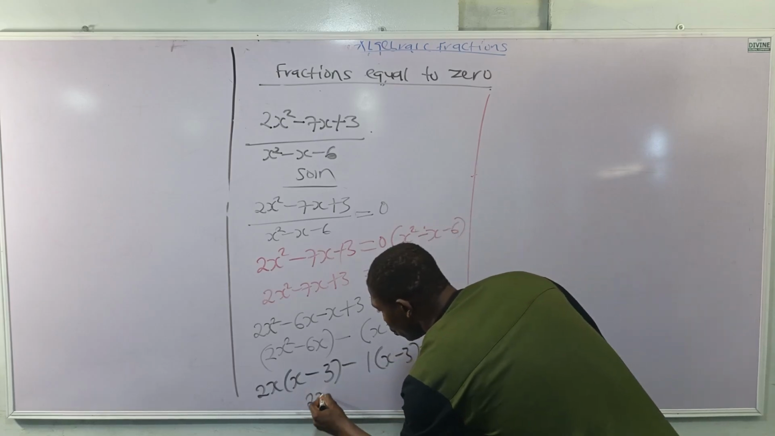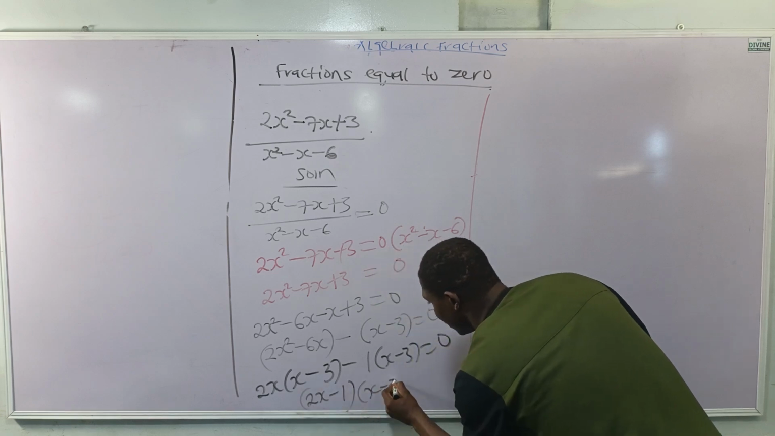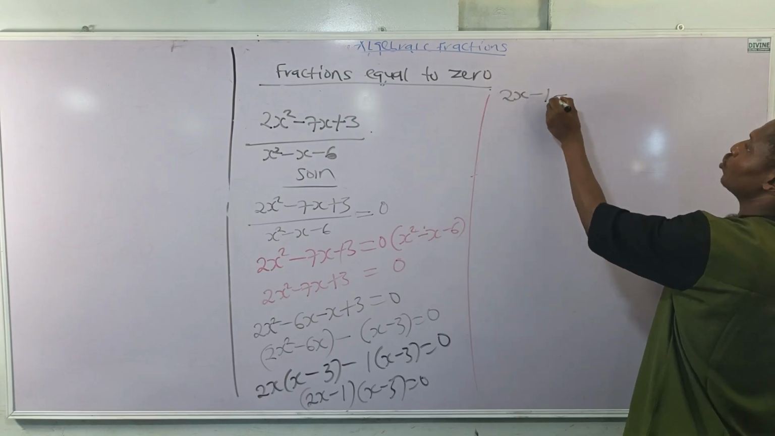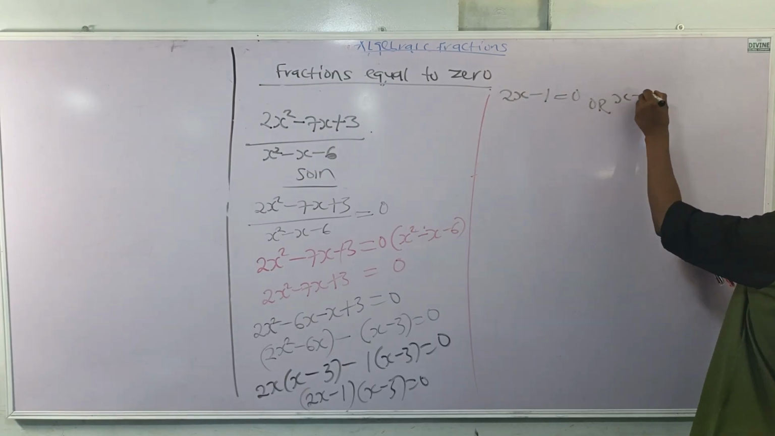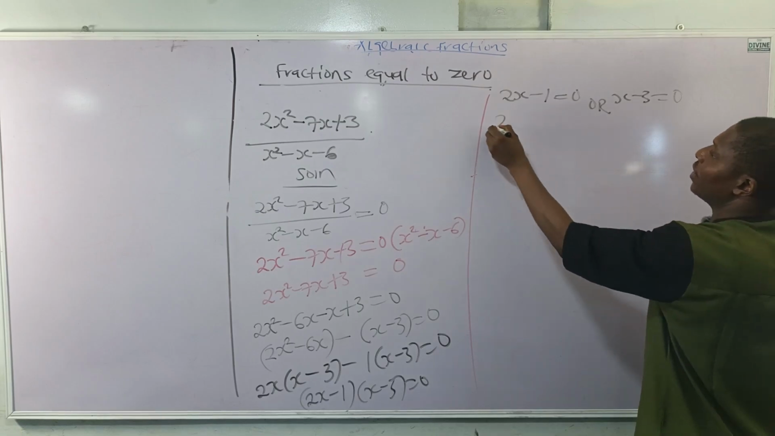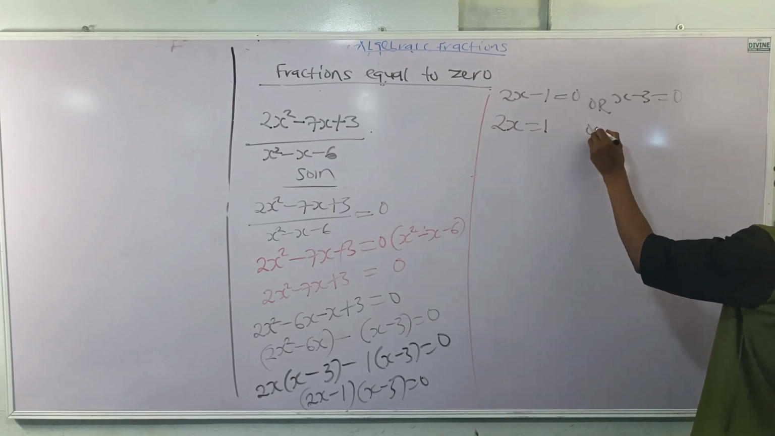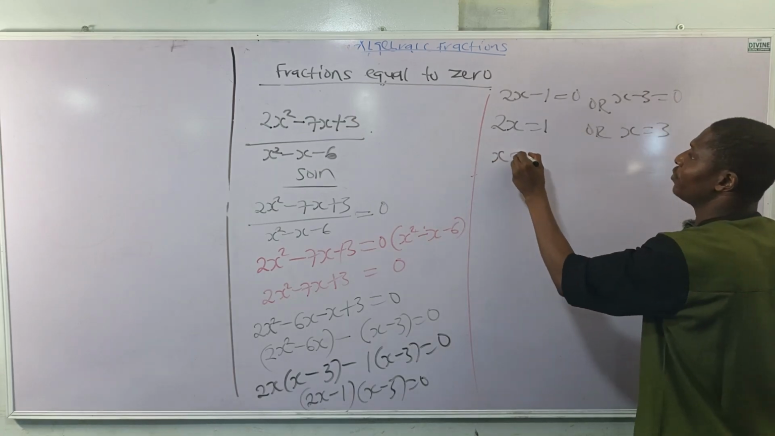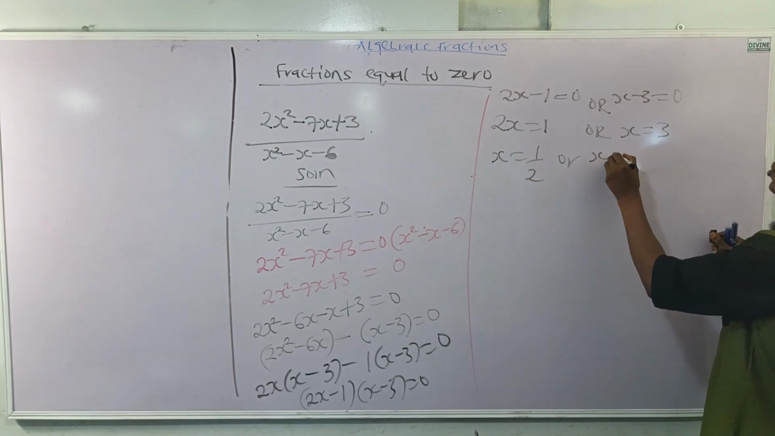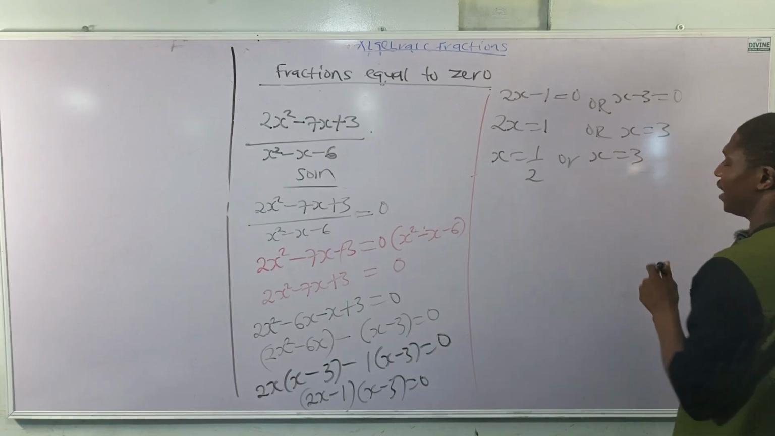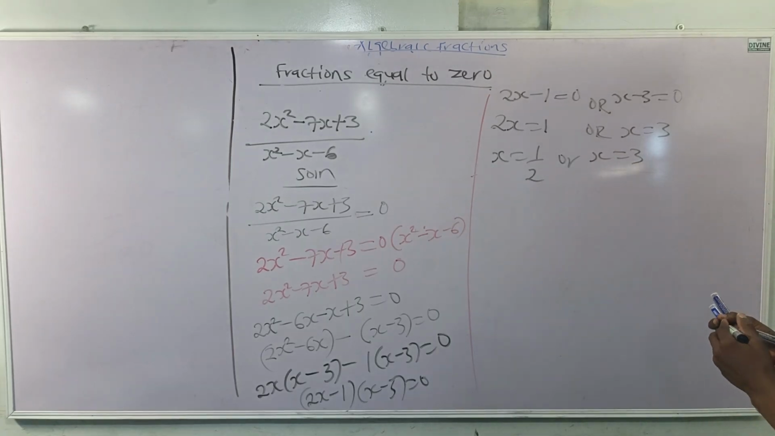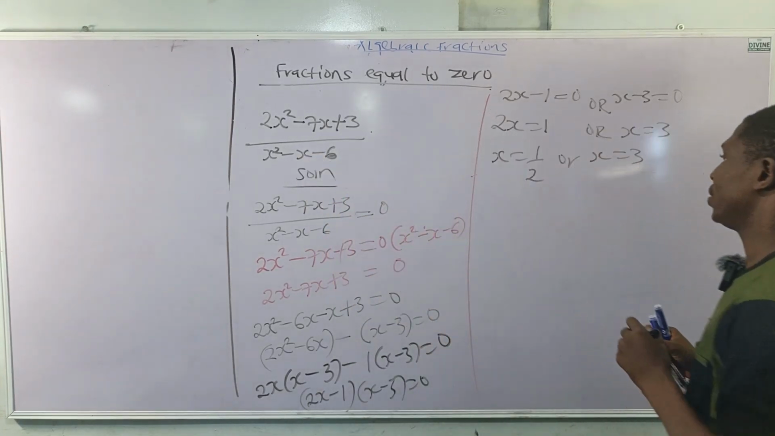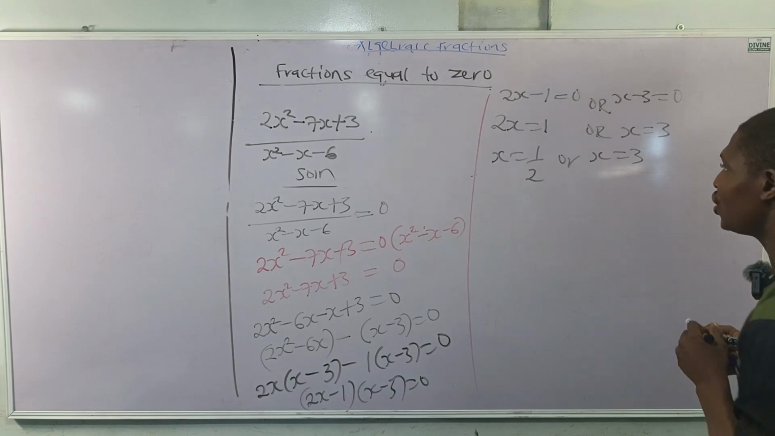So I have 2x minus 1 and x minus 3 equal to 0. So I have 2x minus 1 equal to 0, or x minus 3 equal to 0. And I have 2x equal to positive 1, or x equal to 3. So I have x equal to 1 over 2, or x equal to 3. So these two satisfy, but we are not certain yet if they satisfy, because we don't know if, when any of them is put here, it will give me 0 at the denominator. Now let's check for the denominator.